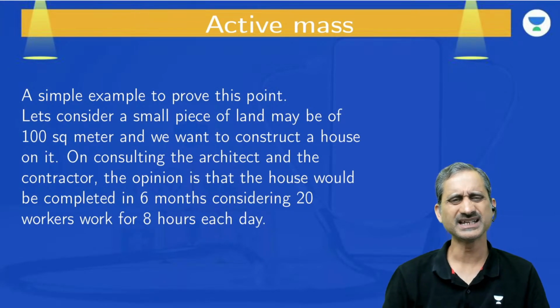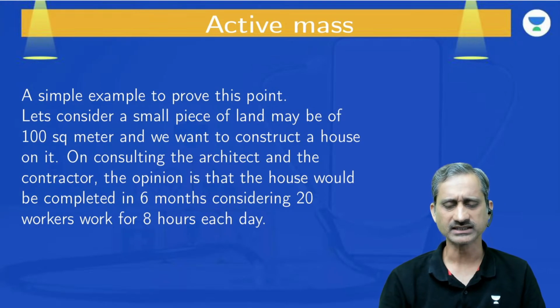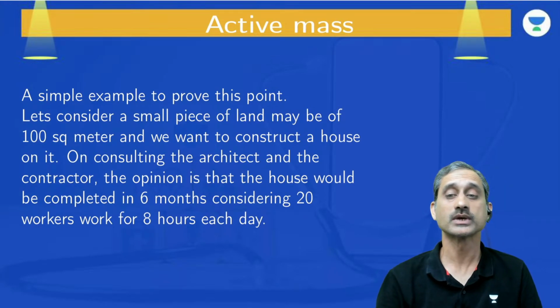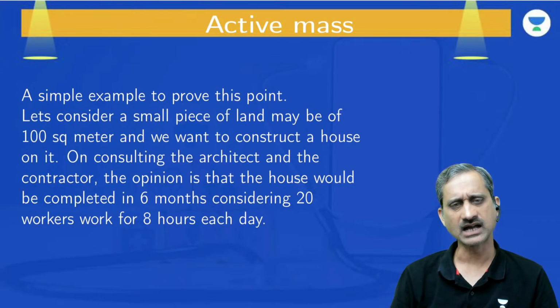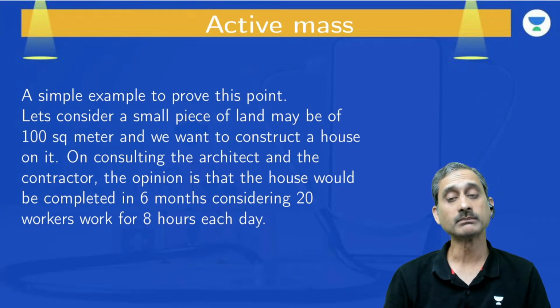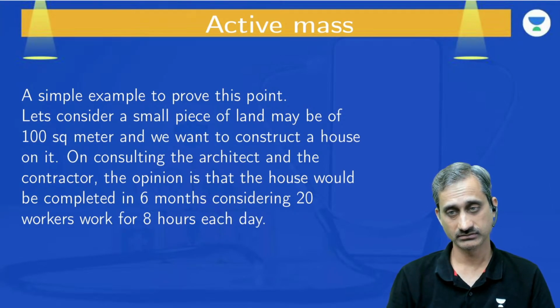Now, there are so many examples for the active mass. An example here: we want to construct a house on a 100 square meter plot. The architect says it will be completed in 6 months, considering 20 workers work for 8 hours each day.